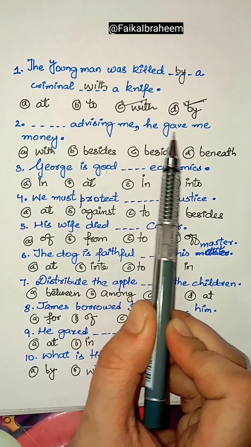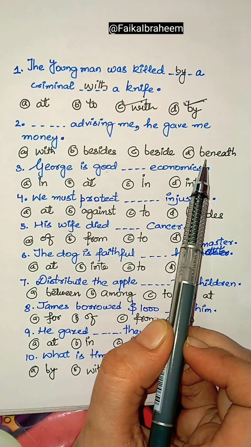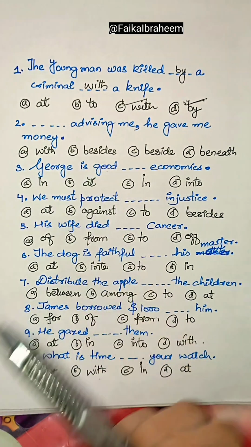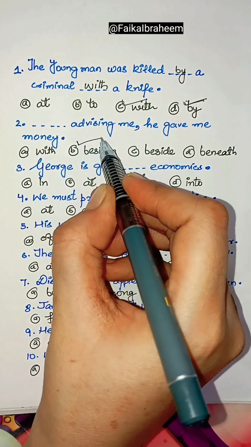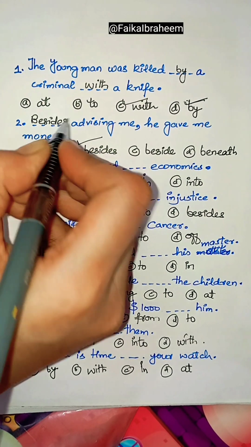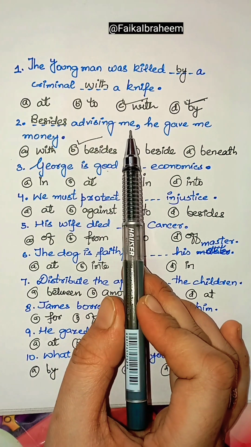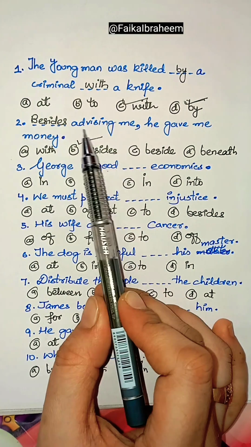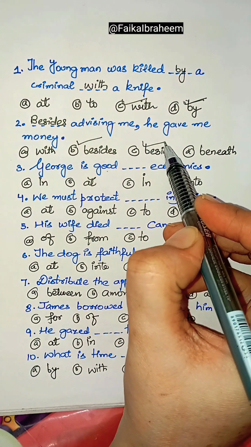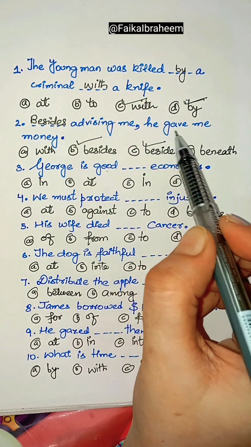___ advising me, he gave me money. So what's the right answer? Besides. Besides advising me. So he is doing something with that. He is doing something else also. Besides advising me, we use besides advising me. He is also doing something. He gave me money as well.